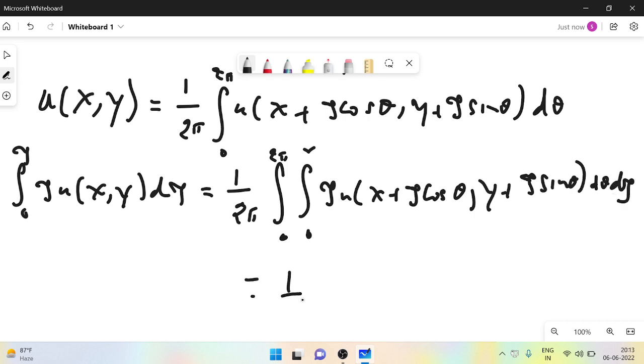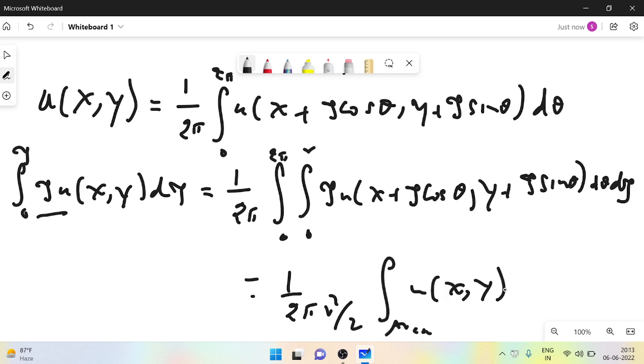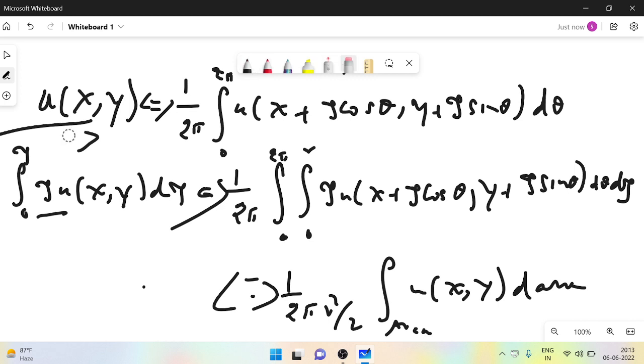This is nothing but 1 by 2 pi times r square by 2. You get r square here, you just divide it. This is nothing but the integral over the area of u of x comma y d area. So this can be equivalently written. What this basically says is that you take a harmonic function and integrate across the circumference, and you integrate it across the area, and you get the same value.